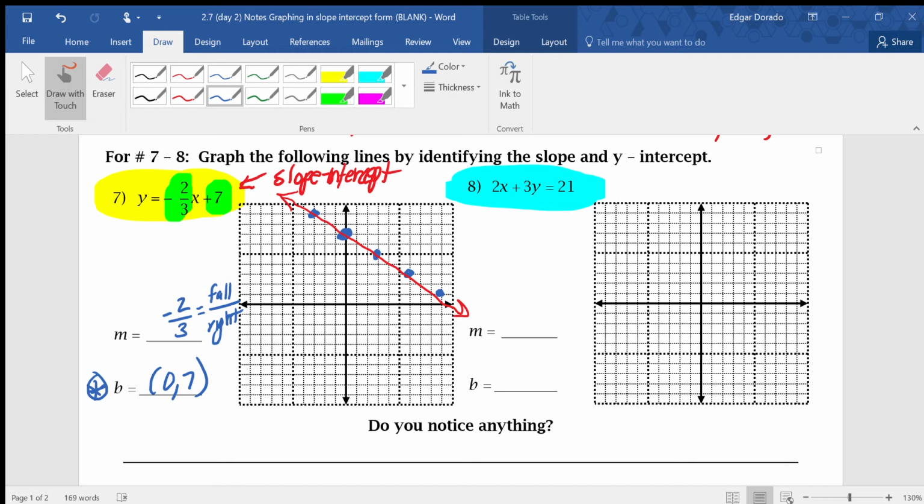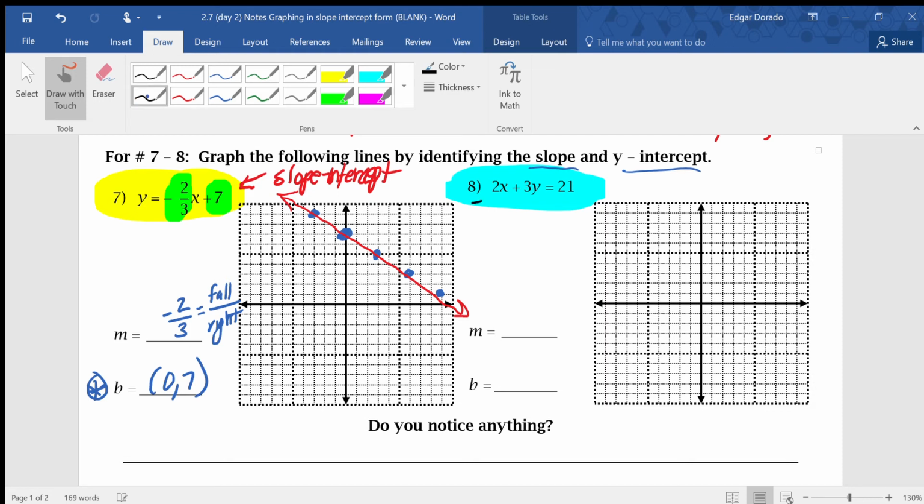Now, in this case, I don't want to go that route because it says graph the following lines by identifying the slope and the y-intercept. Slope and the y-intercept, okay? So in order to do that, I'm going to do actually what I did up top. I'm going to go ahead and try to isolate the y to turn it into slope-intercept form, okay? Let's go ahead and do that now.